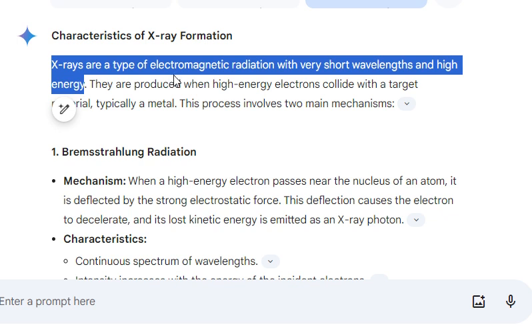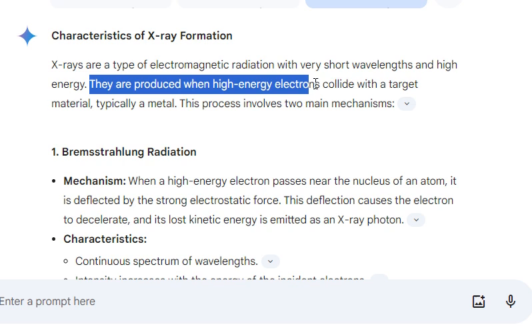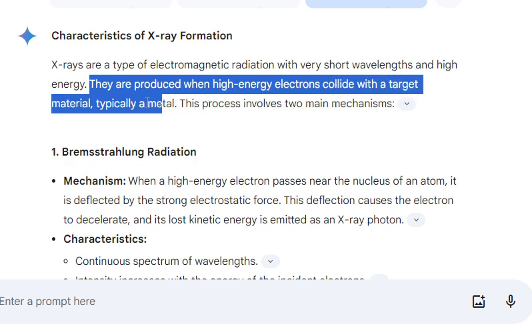So we know about visible light, that visible light has a certain wavelength and certain energy. X-rays have a short wavelength and hence they have high energy, which is not visible to our naked eyes. Again, they are produced when high energy electrons collide with the target material.